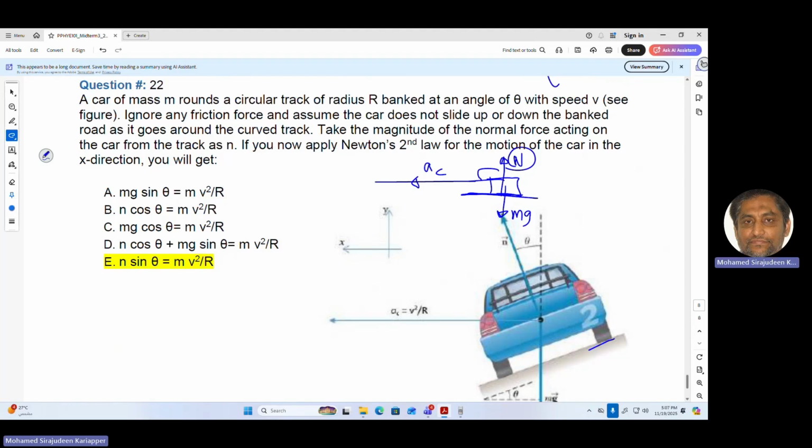The vertical forces cannot help. What about mg? That is also 90 degrees. It's down vertical, that is up vertical. They cannot help to do this circular motion. N cannot help, mg cannot help, simply because they don't have any component in the horizontal direction.